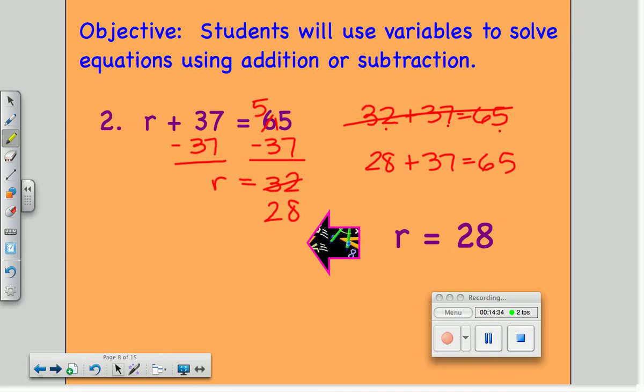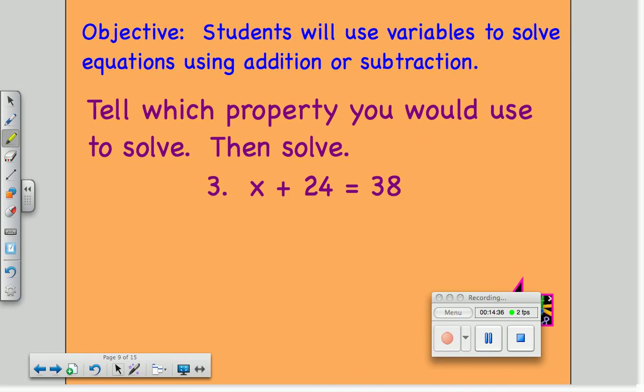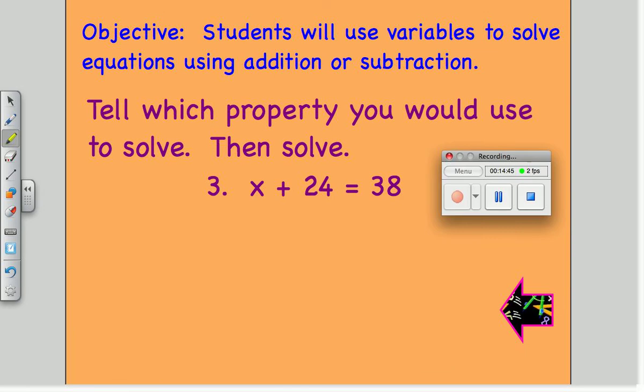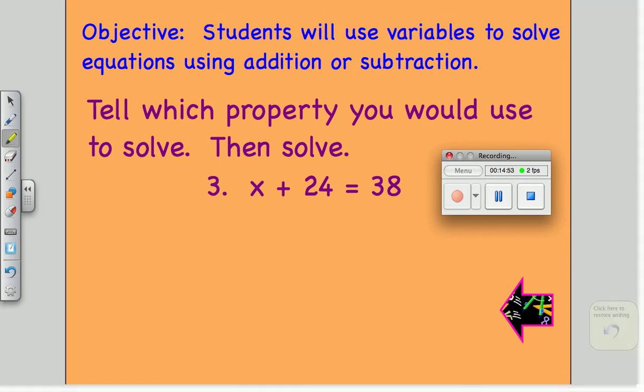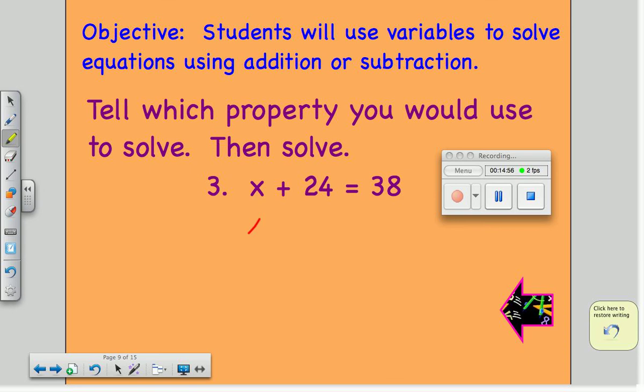Next. Tell which property you would use to solve, then solve this. So first you're going to use the subtraction property of equality because we're subtracting from both sides. So on one side, I'm going to subtract now 24. On the other side, I'm also going to subtract 24.